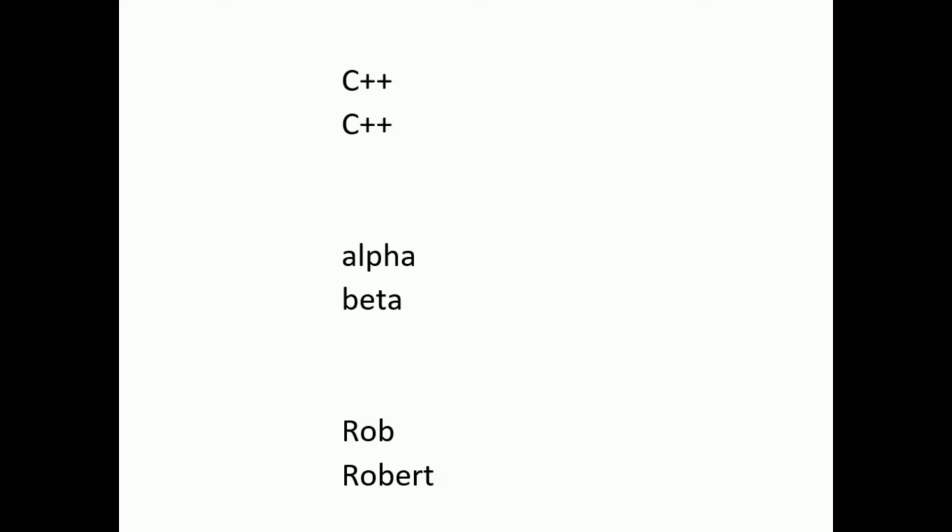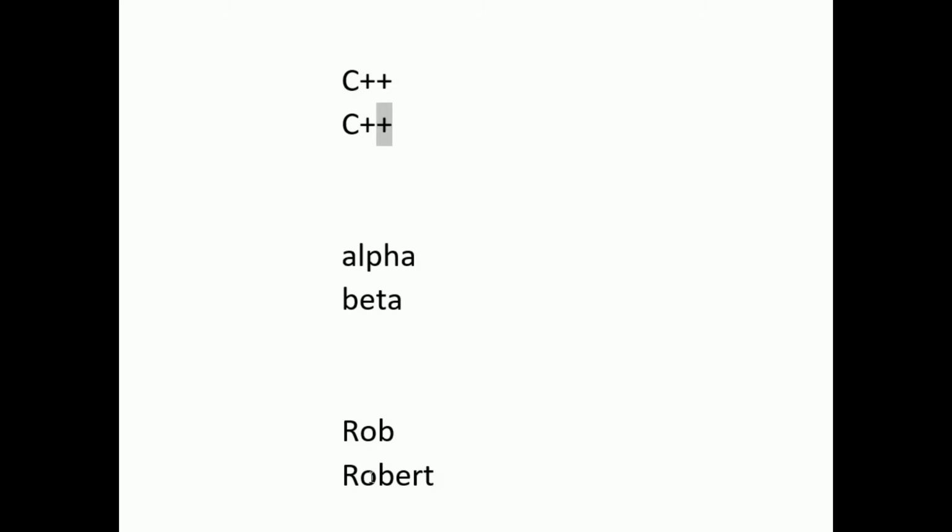For the two comparisons that are ongoing, we then proceed to the next character in the string and compare again. Again, for C++ and C++, comparing the first plus, they are the same. For Rob and Robert, comparing the lowercase o, they are the same. We must move on to the next character. For C++ and C++, comparing the second plus, they are the same, and both strings are out of letters, so those strings are the same.